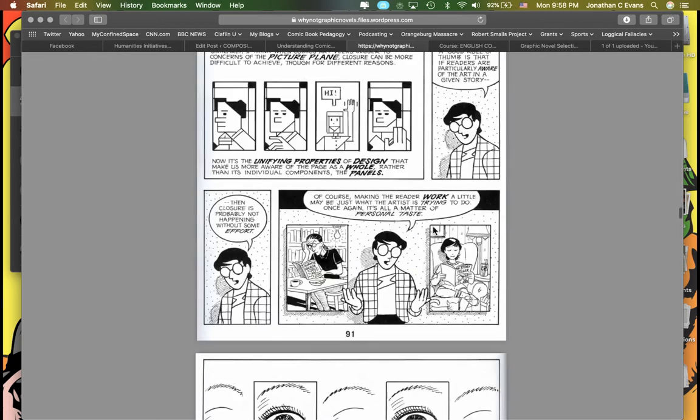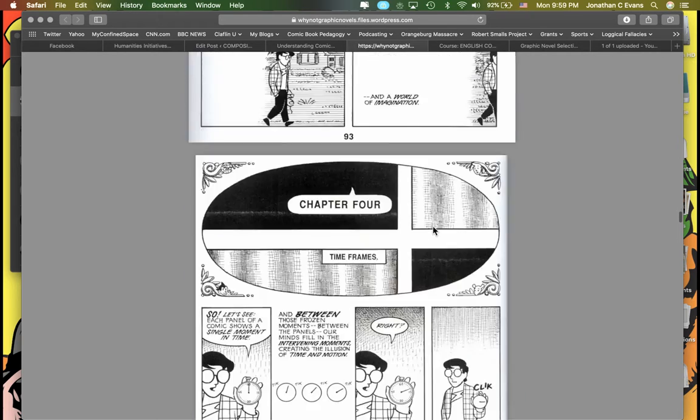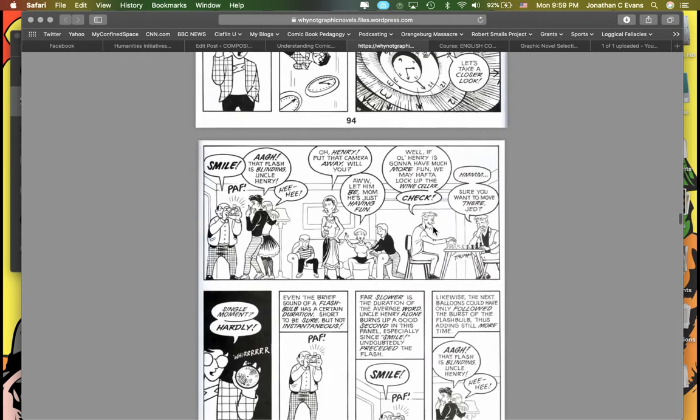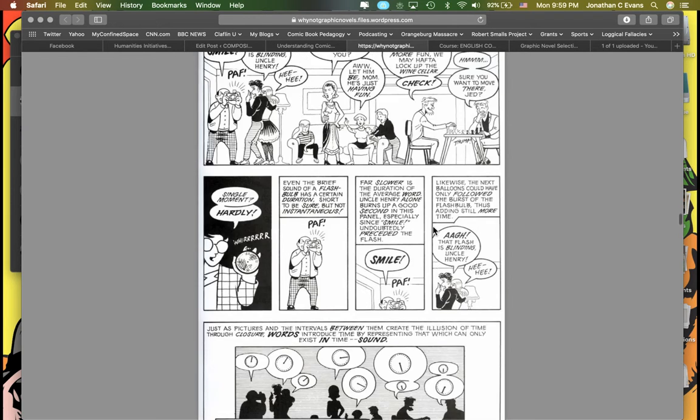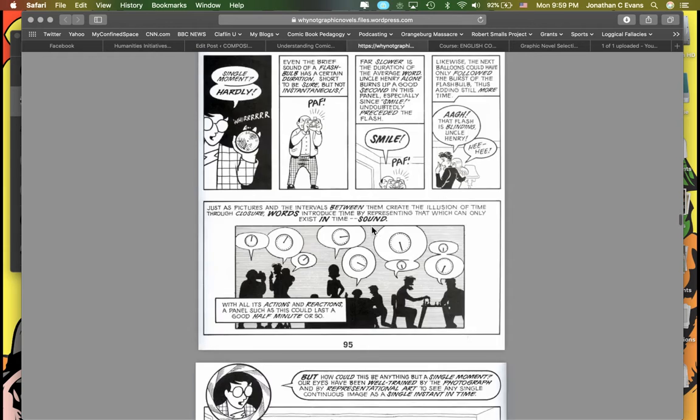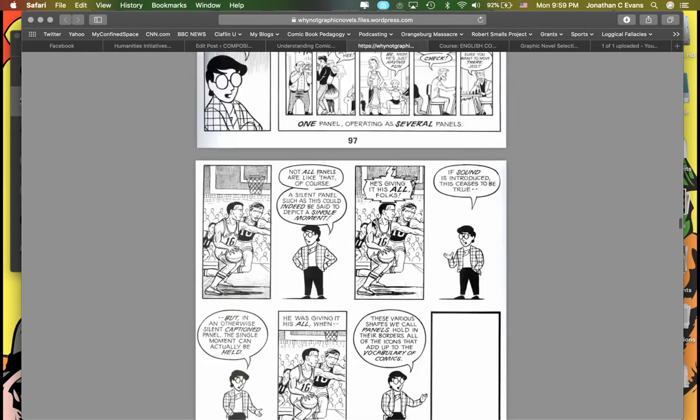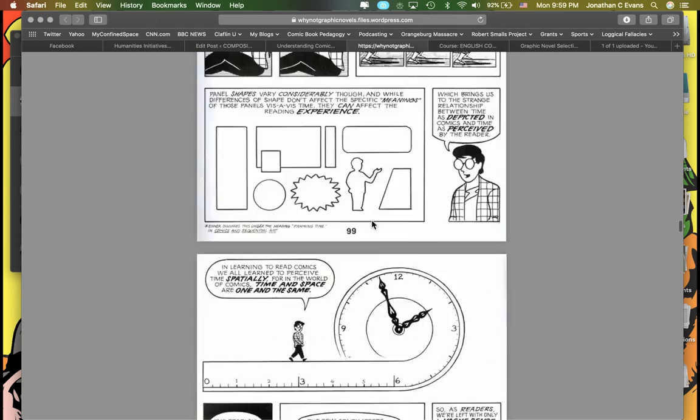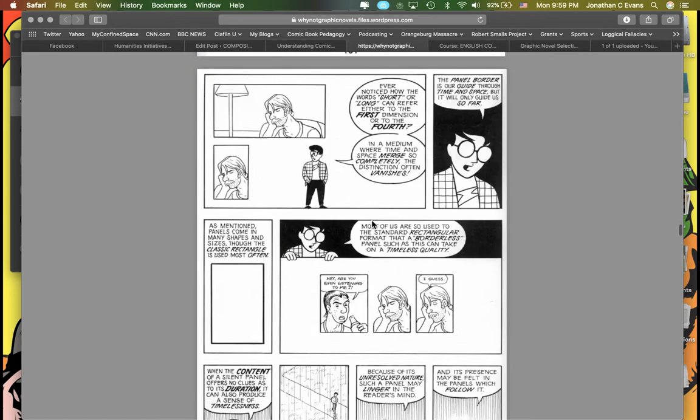And then eventually he gets down here and he talks about time frames in chapter 4 and how space and time are interconnected. So he uses this one panel here, but he then shows you that time is moving and it is in relationship to the things that are going on. So, and then of course he goes down here.